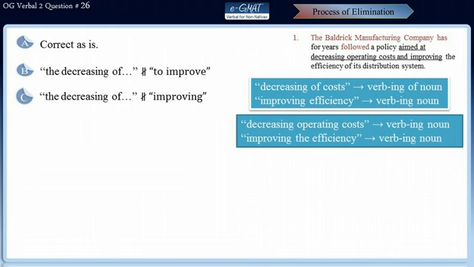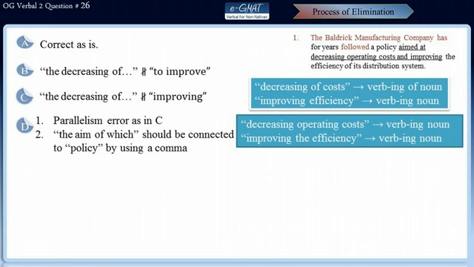Let's take a look at choice D. Well, choice D repeats the same parallelism error as in choice C, and also the modifier, the aim of which must be connected to a policy by using a comma. In the absence of that comma, this entire choice becomes very wordy and awkward. So choice D is not the correct answer.